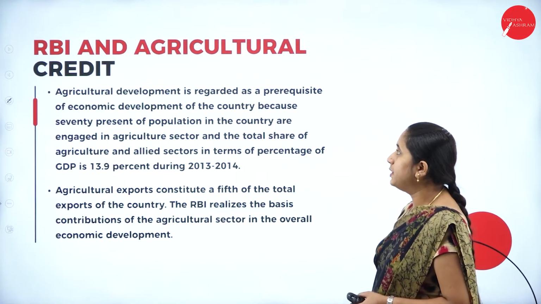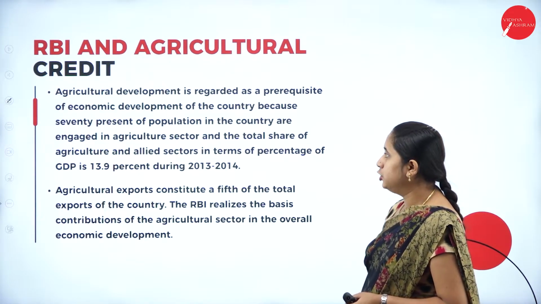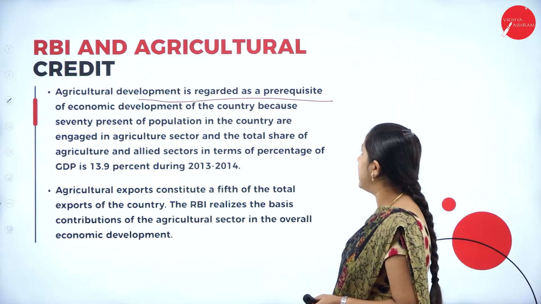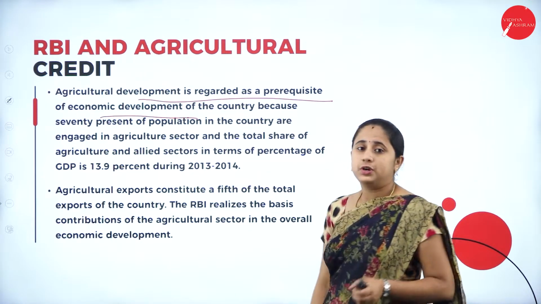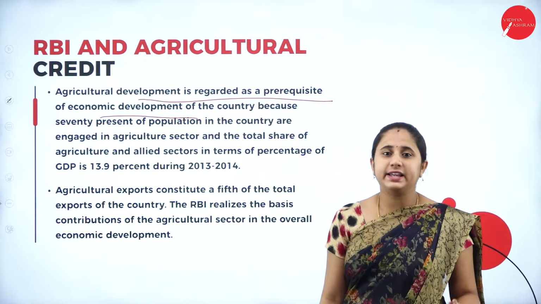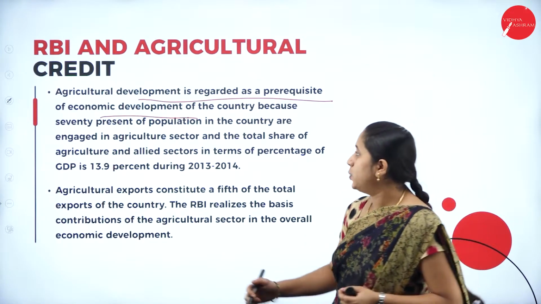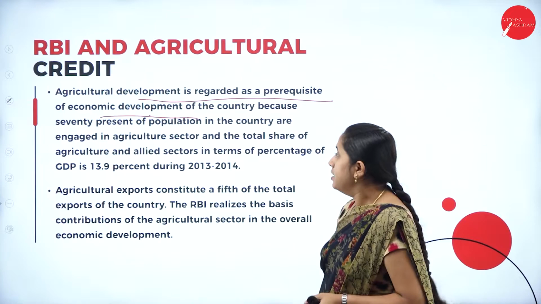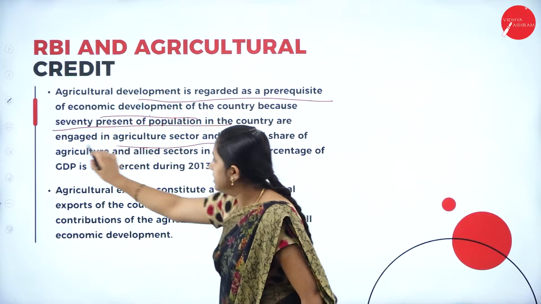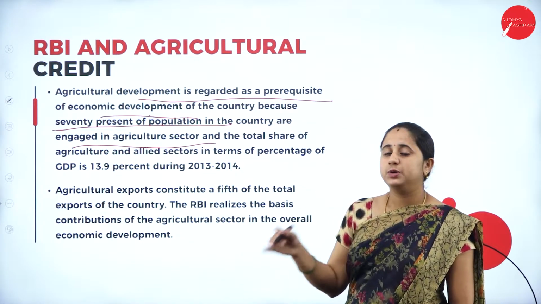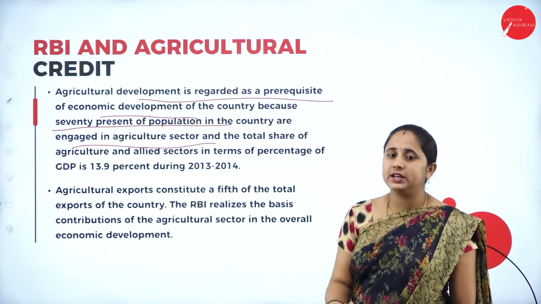Moving further, the next topic is RBI and agricultural credit. Agricultural development is regarded as a prerequisite of economic development of the country, because we depend on agriculture. Agriculture is the backbone of the Indian economy. It is a prerequisite for economic development because 70% of the population in the country is engaged in the agricultural sector. So we need to give importance to agricultural activity.